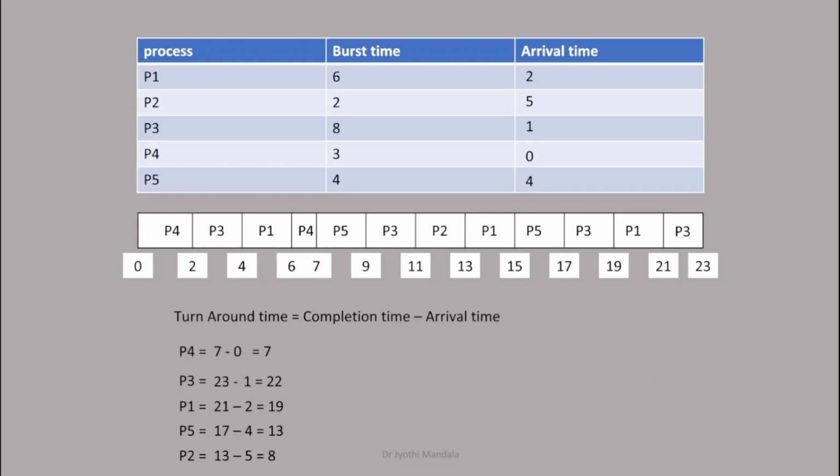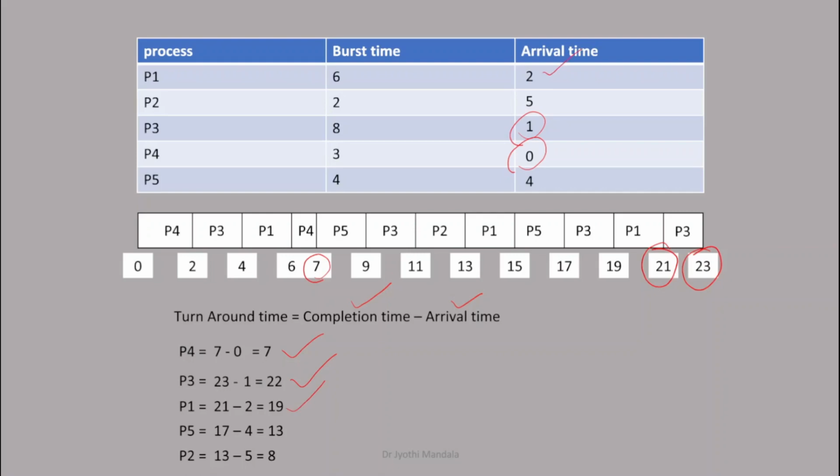Now let us calculate the turnaround time. You already know the turnaround time formula is completion time minus arrival time. So P4 completion time, you can see here, is 7 seconds, minus arrival time 0 seconds. So 7 minus 0 is 7, right? And then for P3, it has completed at the 23rd second and arrival time is 1, so 22. And P1, you can see it has completed at 21 seconds. Consider the last completion, don't consider the in-between completion time. That is not the final completion time. So 21 minus 2, which is 19.